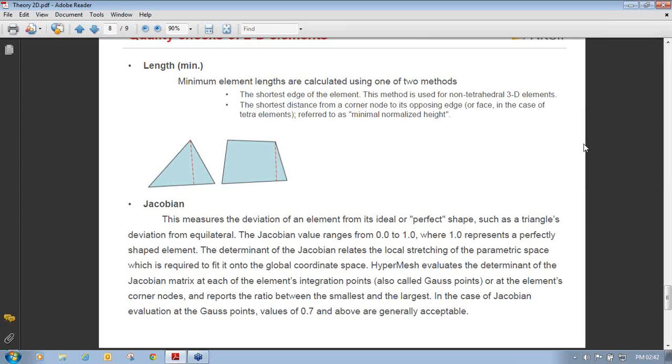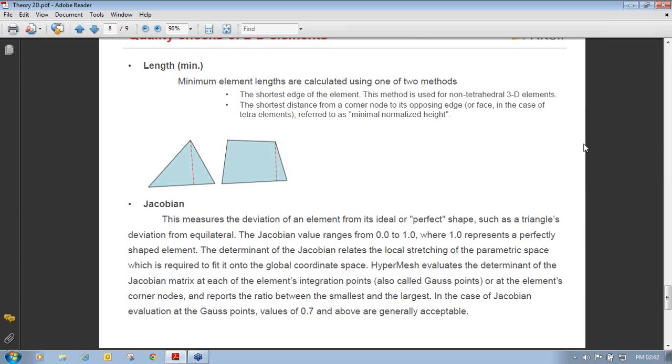Then the second method is the shortest distance from the corner node to its opposing edge or face in the case of tetra elements, referred to as minimal normalized height. So these are the two ways in which minimum length is calculated. Then the next and the most important quality check for 2D element is Jacobian.